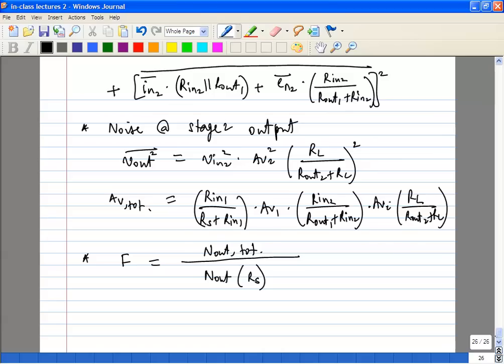Okay, so this is Vout squared over... You can do a bunch of algebra, but I'll just give you the result because it's obviously going to take a long time to write out everything.